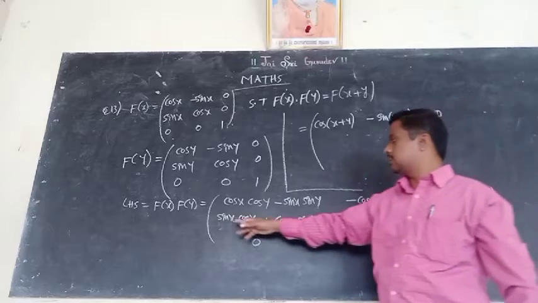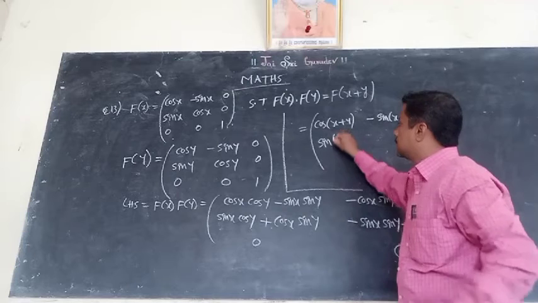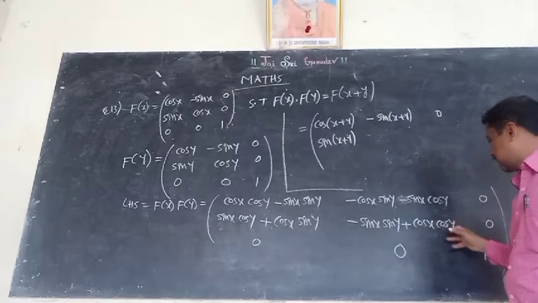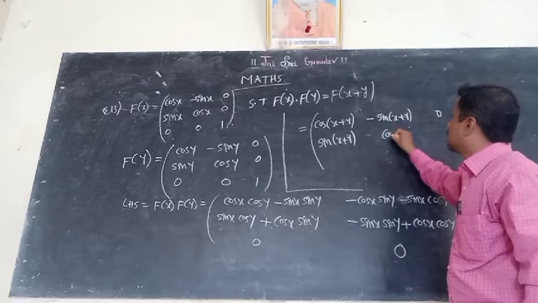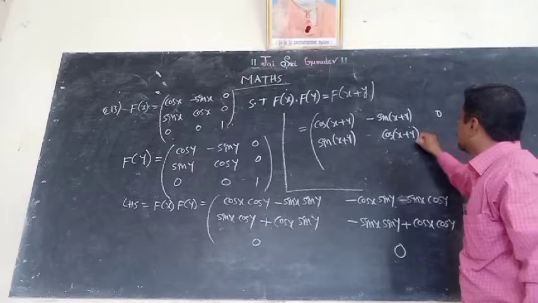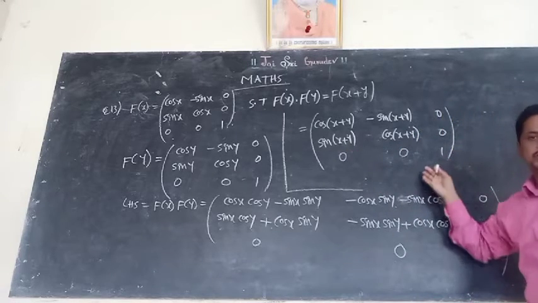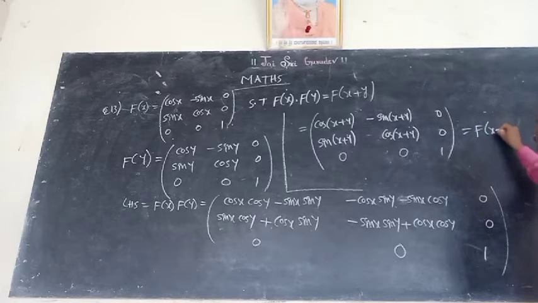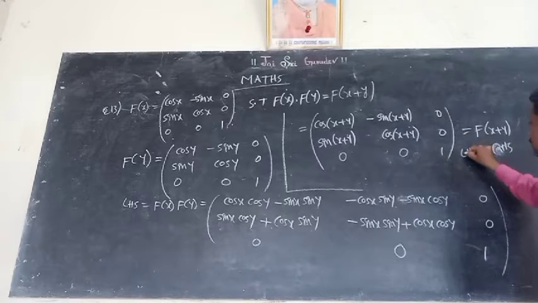Next, here sin x cos y plus cos x sin y is sin(x+y), and cos x cos y minus sin x sin y is cos(x+y). So therefore the answer is cos(x+y), 0, 0, 1. Observe this one. This is nothing but f(x+y), which is the RHS. LHS is equal to RHS.